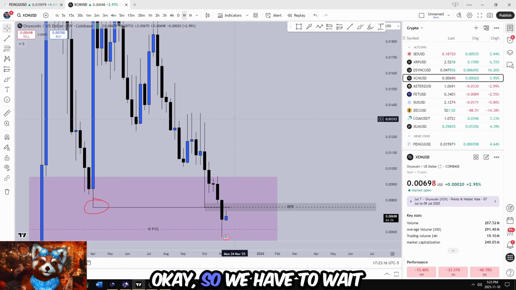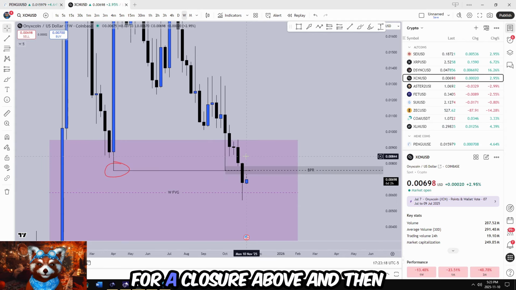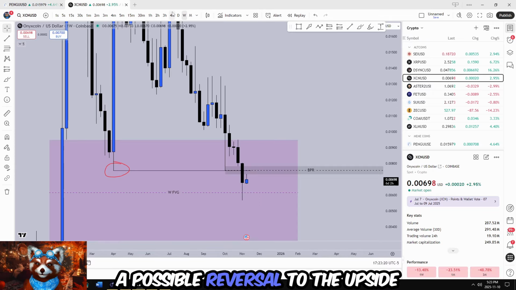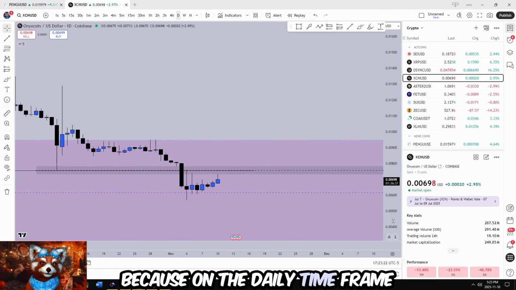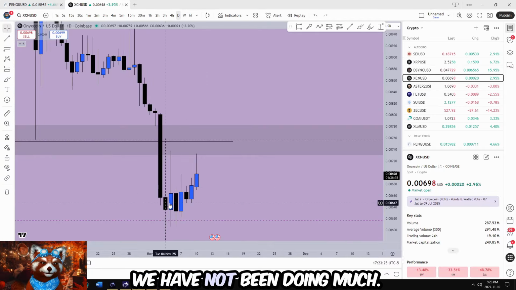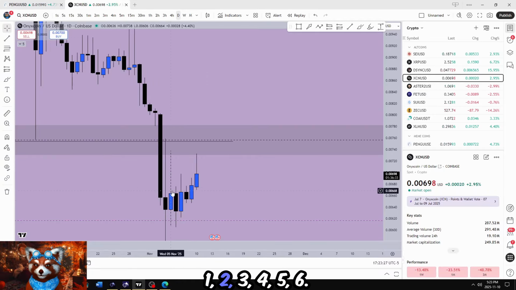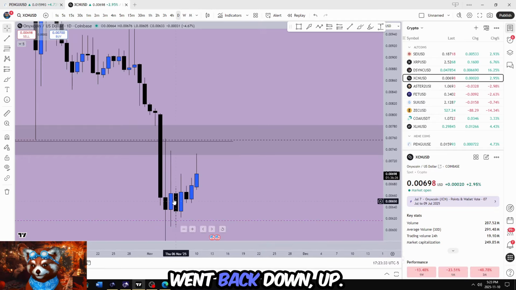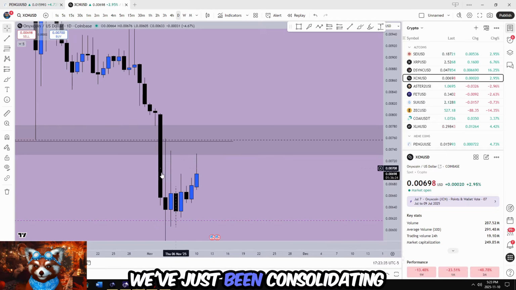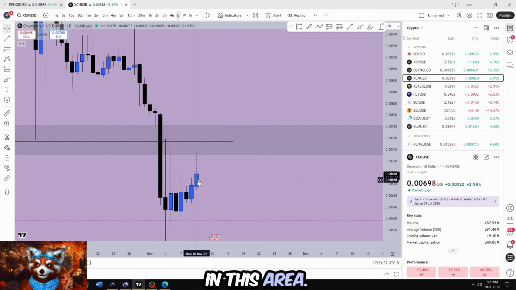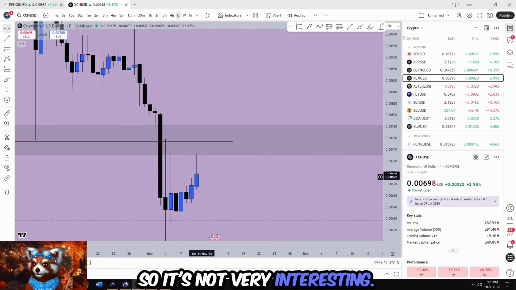Okay, so we have to wait for a closure above and then a possible reversal to the upside, because on the daily time frame we have not been doing much, right? 1, 2, 3, 4, 5, 6, basically the entire week we really have not done much. Gone up a little, went back down, up. We've just been consolidating in this area, so it's not very interesting.